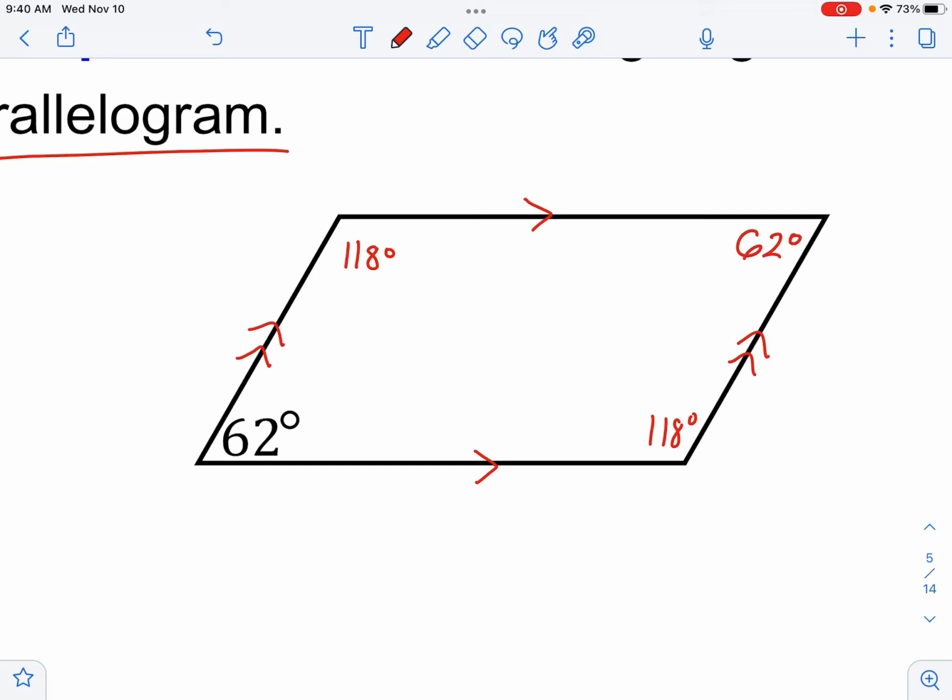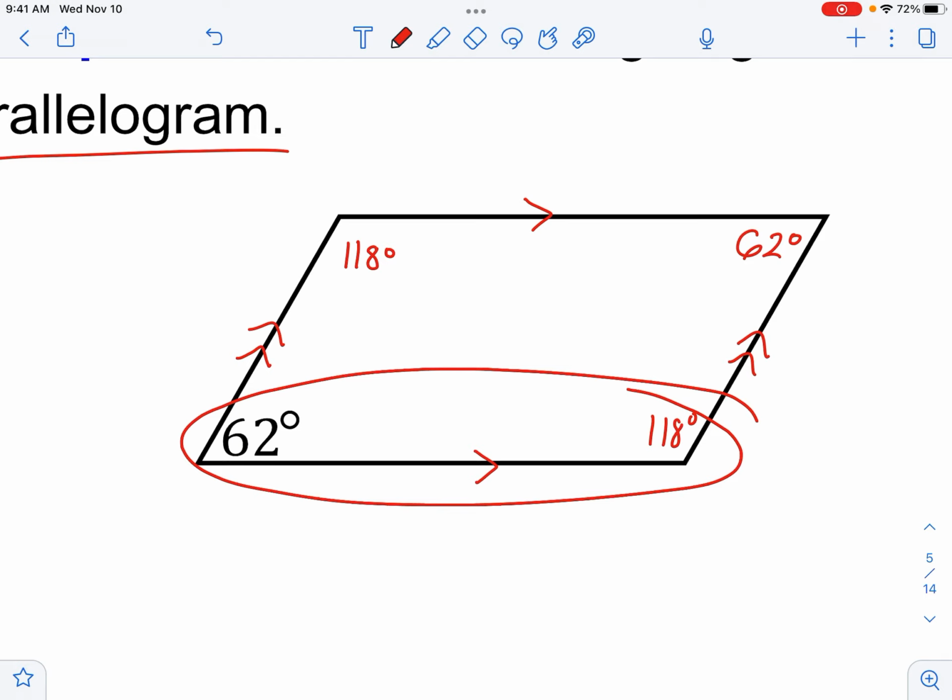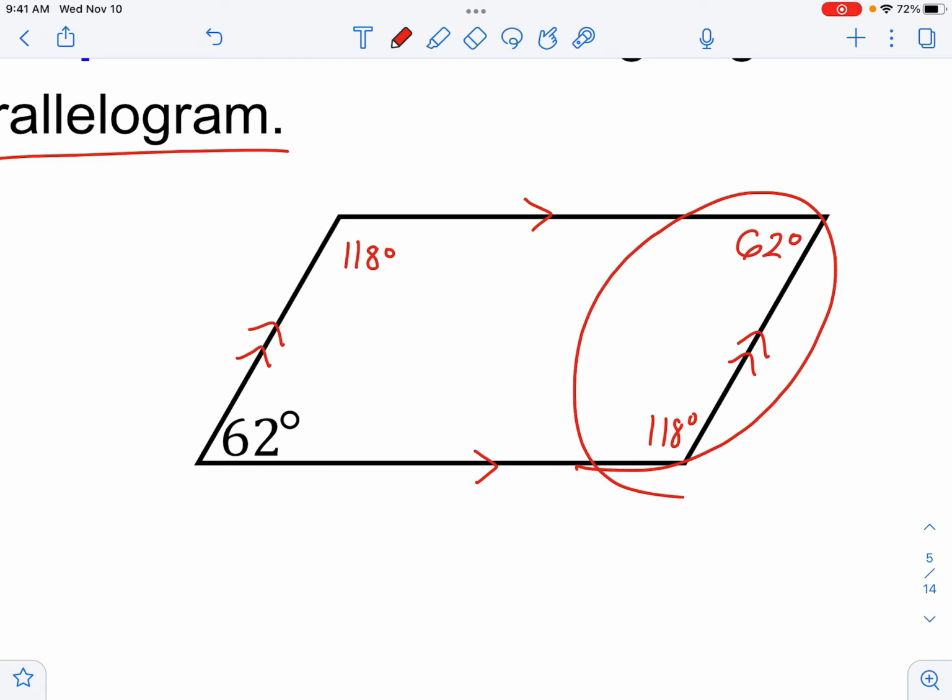What we can see on a parallelogram is that we know that opposite angles are the same. These two are the same, and these two are the same. And we can also see that angles next to each other are supplementary. These two are next to each other, they're supplementary. Next to each other, supplementary. Supplementary and supplementary. We'll write these down in just a moment.